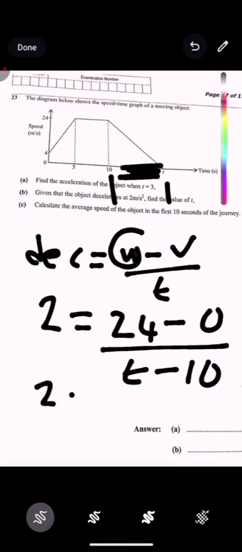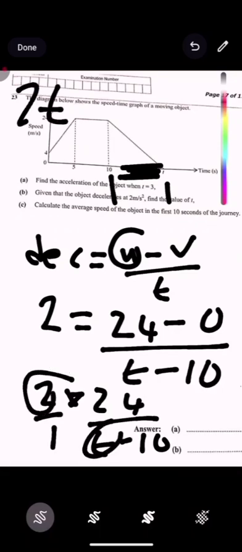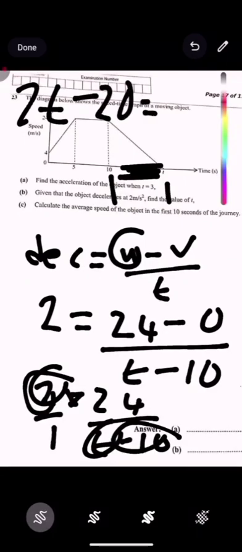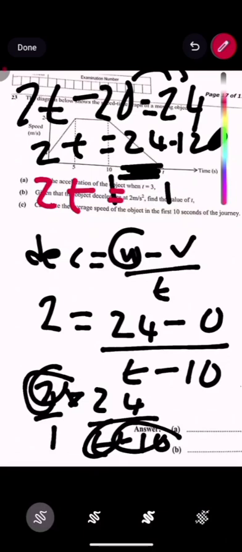Okay, so it's 2, 24, t minus 10. Then you have to cross multiply over 1. So when you do cross multiply, I'll write on top, it's going to be 2 times t, 2t. 2 times negative 10, negative 20 equals 24. We can take 20 to the other side, it becomes 2t is equal to 24 plus 20. So 2t, this time let me use a different color, is going to be equal to 24 minus 20 is 4.